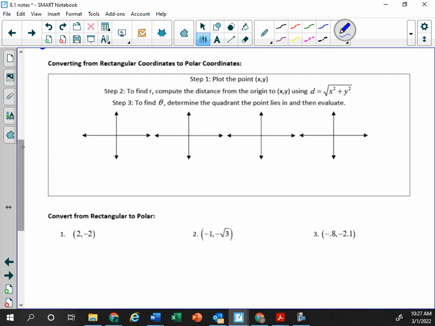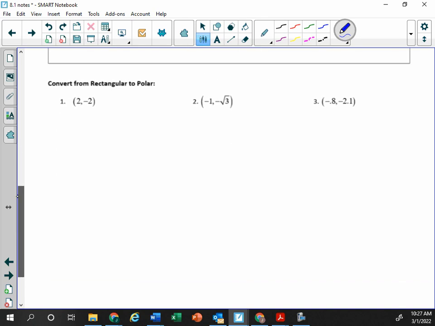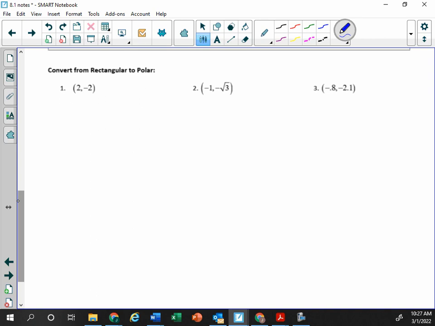So let's go through the first one together here. So I've got 2, -2. So I'm going to make just a little sketch. 2, -2, that's down here in the fourth quadrant, right? You can even draw yourself a little picture if you want to. R is what we're going to look for, converting it to polar.